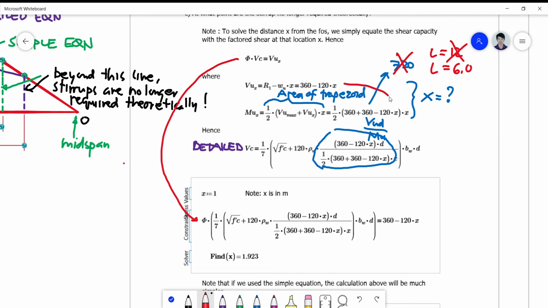here, okay. So I equate it. If you don't have a calculator, you need to simplify. But since I have a powerful tool here in MathCAD, I simply equate them and make a command to find x by assuming x equals 1. Note that x is in meters now, so in this unit, my x will automatically yield the unit of meter. So I get 1.923, okay?